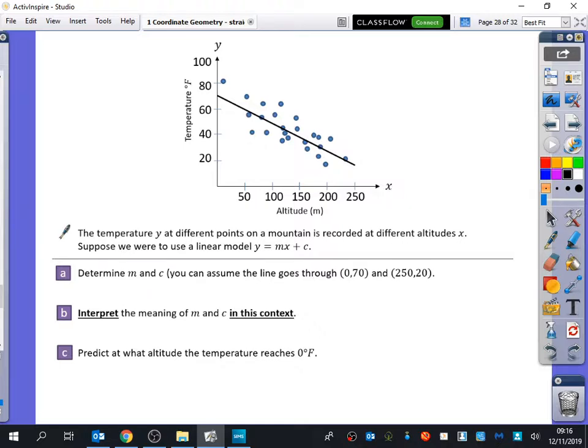So it says here, the temperature y at different points on a mountain is recorded at different altitudes x. Suppose we were to use a linear model y = mx + c.